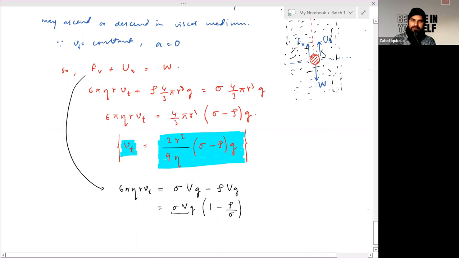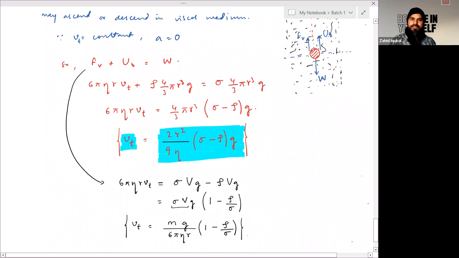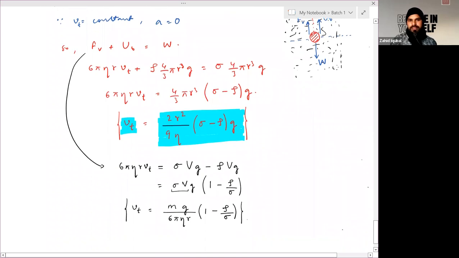This quantity will be the mass of the object. So terminal velocity in this case will become mg divided by 6 pi eta r, into bracket 1 minus rho by sigma. So this will be terminal velocity in terms of mass of object. So you'll be given either in terms of radius or in terms of mass.